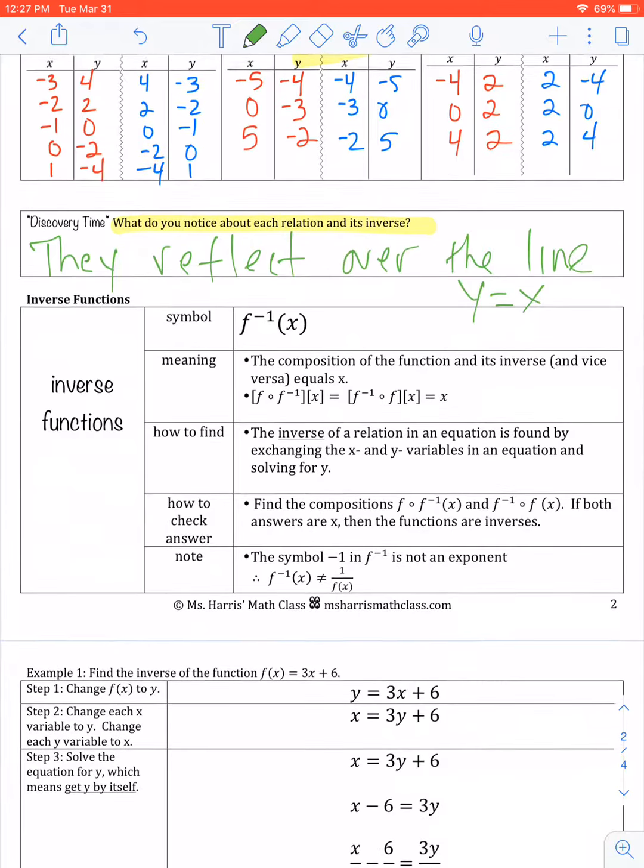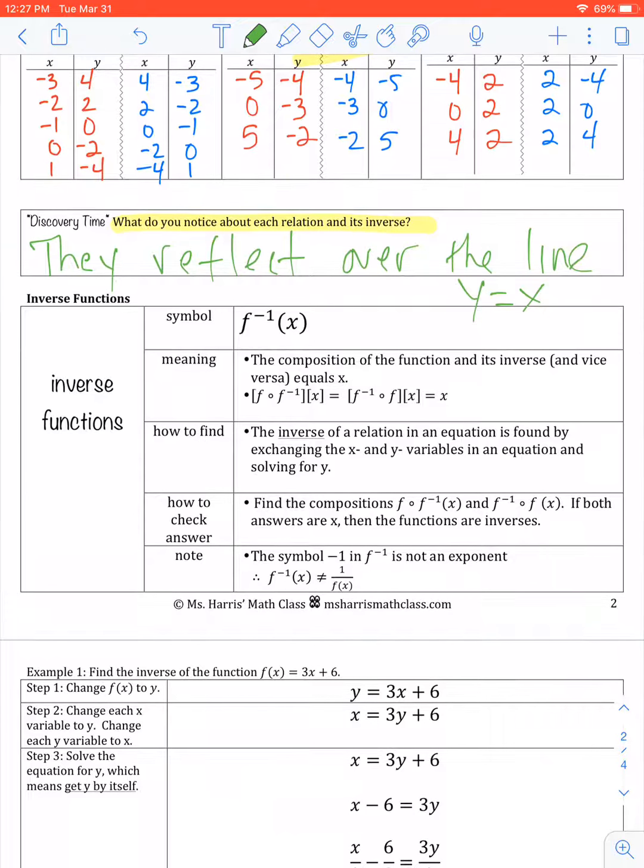So the following set right here of inverse functions has some really good information. First of all, when we say the word inverse function, that's how I say it out loud. This is the English word, but this is the math symbol. That -1, you don't compute it. This is just how we denote an inverse.